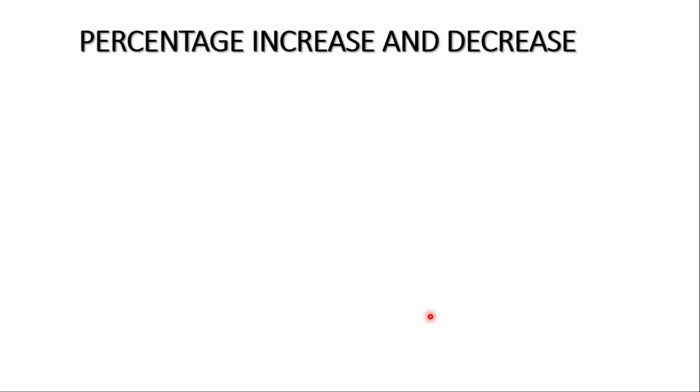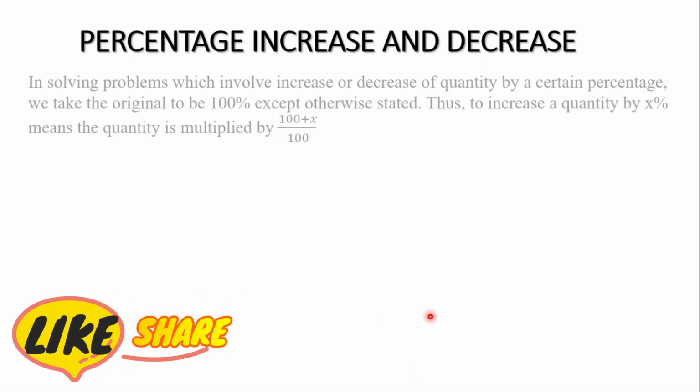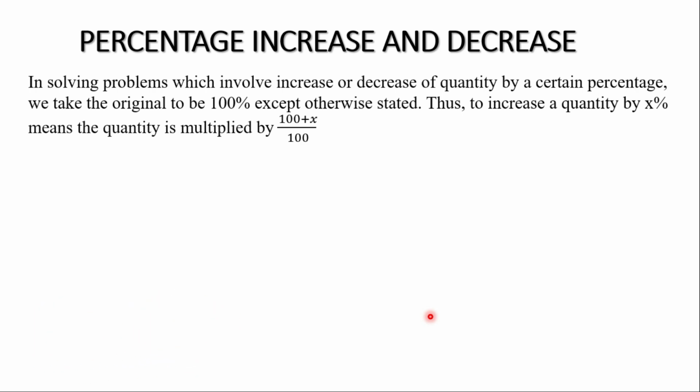Right. So what if we look at percentage increase and percentage decrease? In solving problems which involve increase or decrease of a quantity by a certain percentage, we take the original to be 100, except otherwise stated. So for every percentage increase of a particular quantity, the original quantity is assumed to be 100%, unless the question specifies that it is a different percentage. If not, the original percentage we take for that original quantity before the increase or the decrease is always 100%.